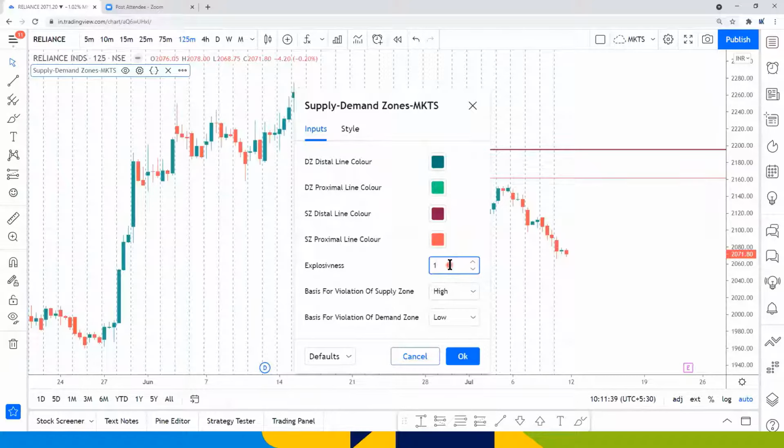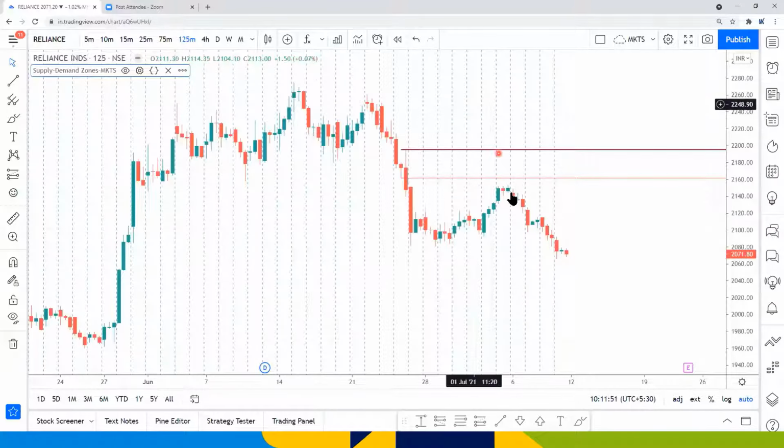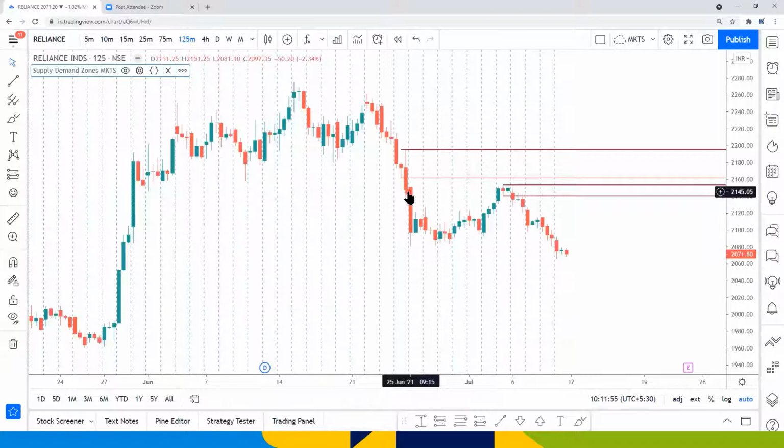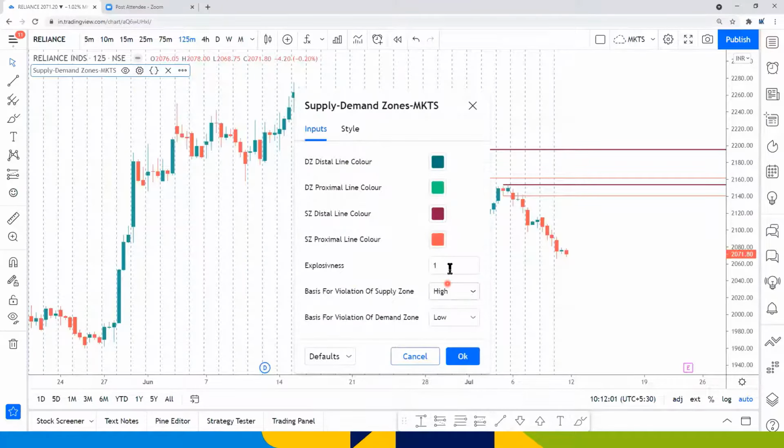I'll just tell you the logic behind it. It looks for how many times the ATR of that time frame. It will check the leg out candle. In this case, the leg out candle, how many times the ATR it is. So let's change it to 1.1.